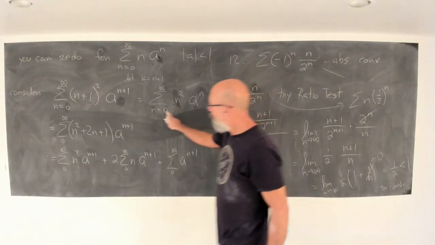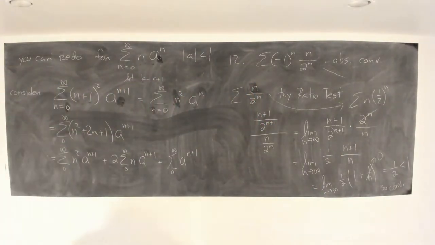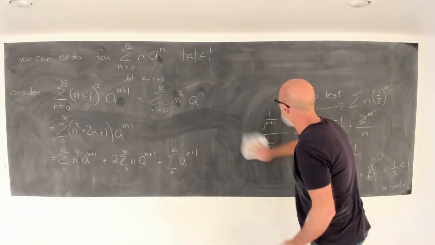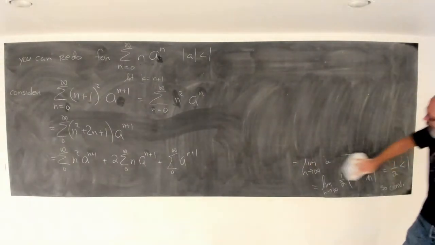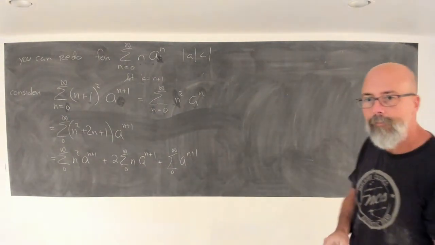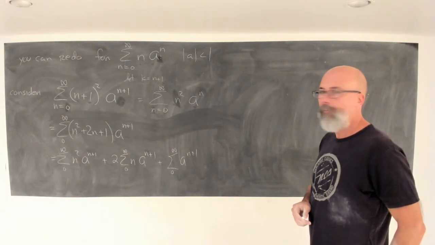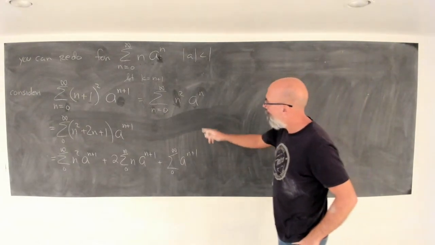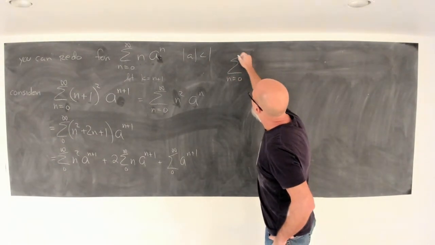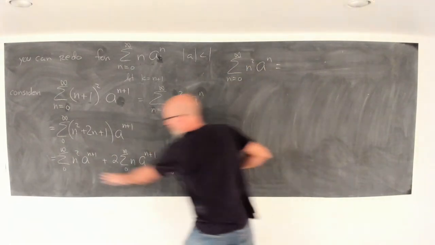And now observe that this is equal to this. So let's rewrite that. What are we saying? So what are we saying? This is equal to all of this.